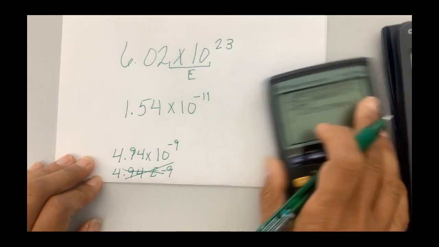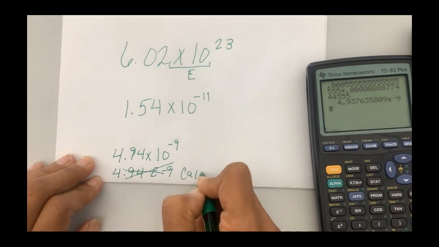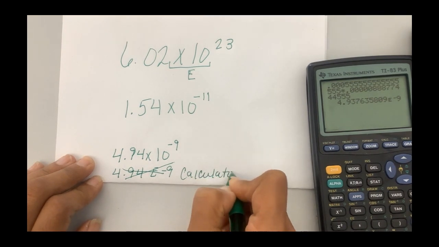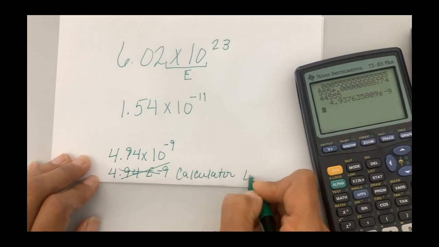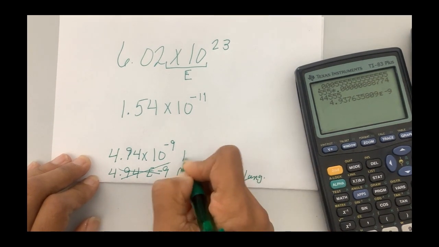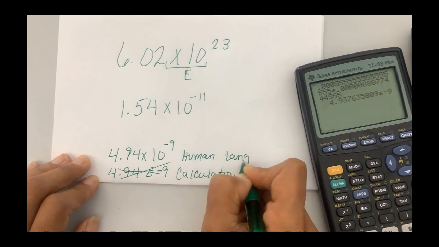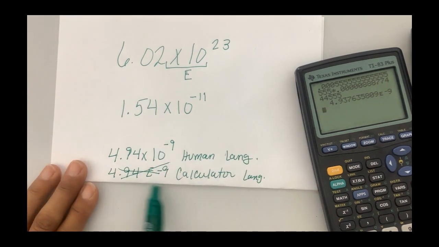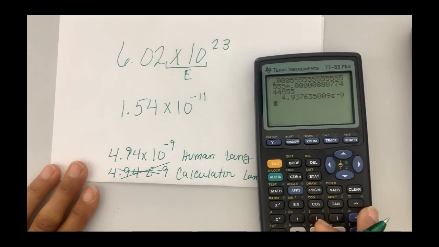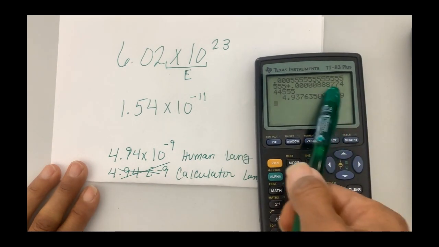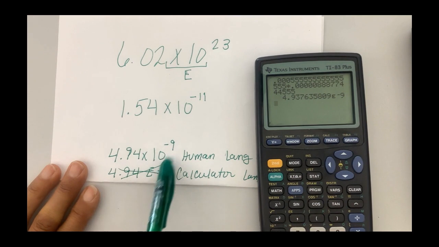This is calculator language. I don't want calculator language, okay? This is human language. So make sure that you're not just mindlessly copying from a calculator. Make sure you are understanding that, oh, that e to the negative 9th means times 10 to the negative 9th.